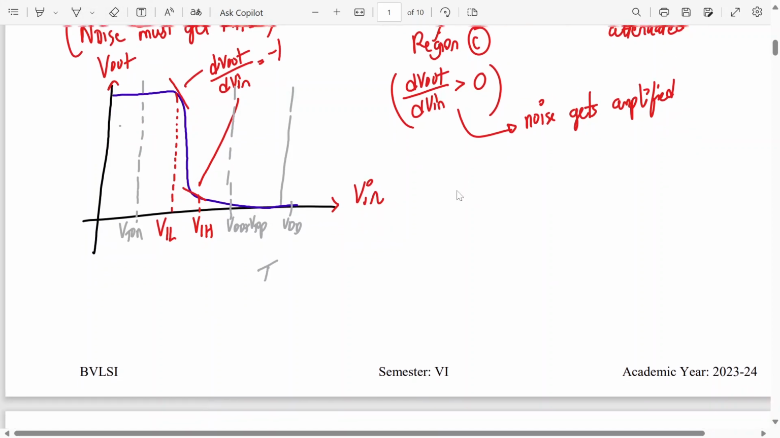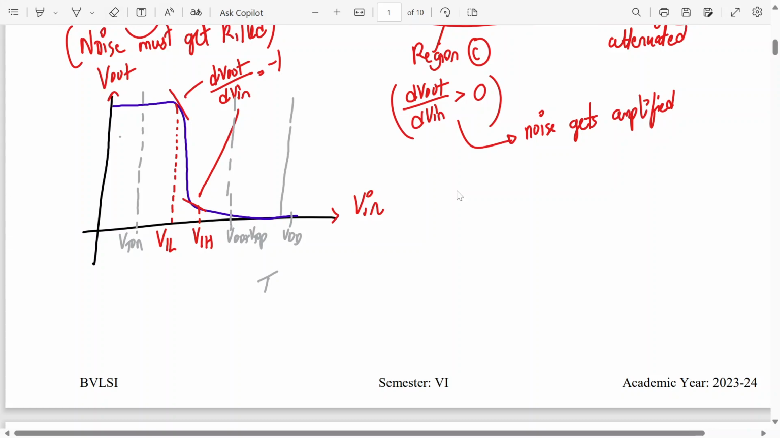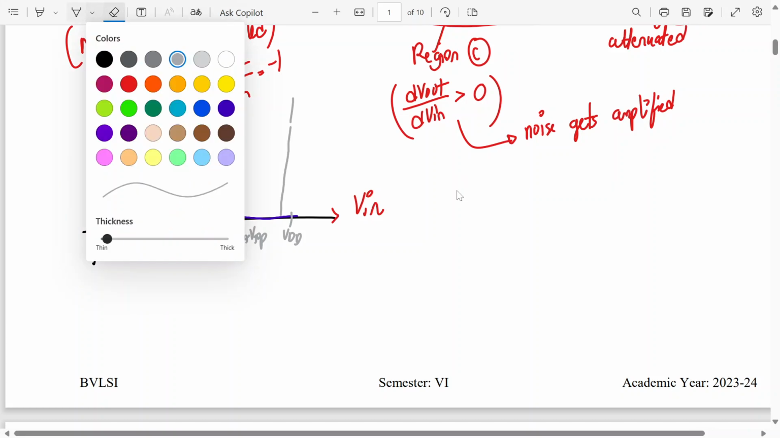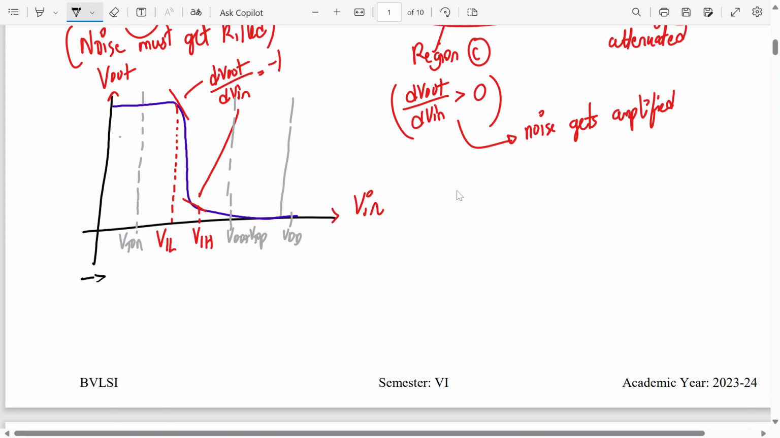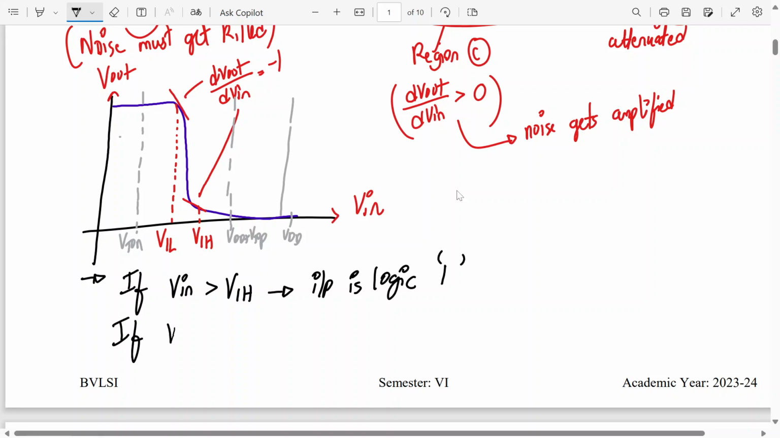Let me write, this is an important point. Now here I can make an important statement, that is, if Vin is greater than VIH, input is logic 1, correct? If Vin is less than VIL, input is logic 0. So I have defined these boundaries now.